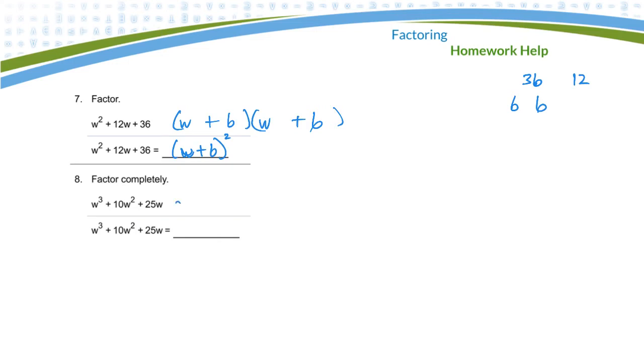Factor the next one. Looks like I can factor a W out first. So W squared plus 10W plus 25. And then that looks to be a perfect square. So it'll be W and W plus 5 times W plus 5. I'll just write it the short form there, because 5 times 5 is 25, 5 plus 5 is 10.